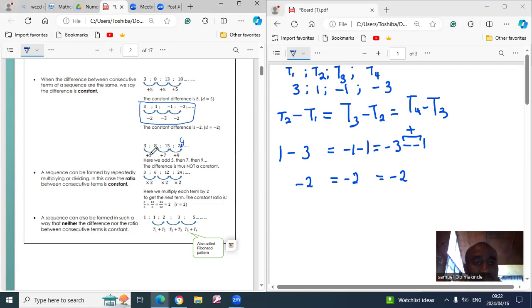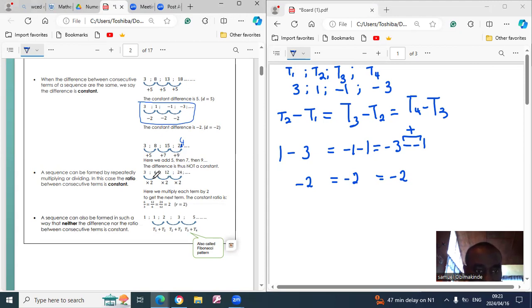So what really happens here is that you add an odd number to get from T1 to T2. And for you to get from T2 to T3, you have to add the next odd number. And for you to get from T3 to T4, you have to add the next odd number. So that is how this sequence was formed. Here we add 5, then 7, then 9. So the difference is not a constant. The difference in this sequence is not a constant.